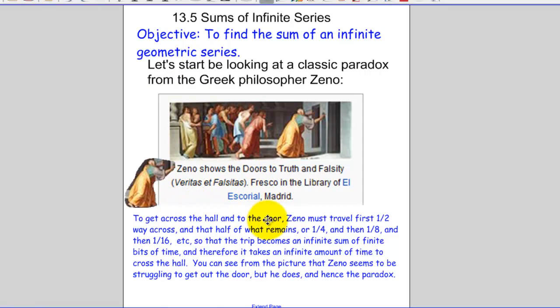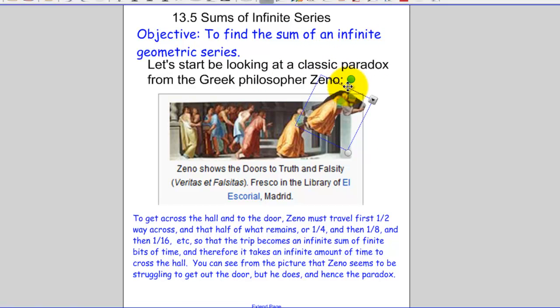To get across the hall into the door, Zeno must travel first halfway across, okay? Like, let's say he's trying to get from this corner over to this corner. First, he's got to get halfway across, and then half of what remains. And half of that, so that's another eighth, and then half of that, the 16th, and then the 32nd, and then 64th. And you can see poor Zeno is just going to go crazy.